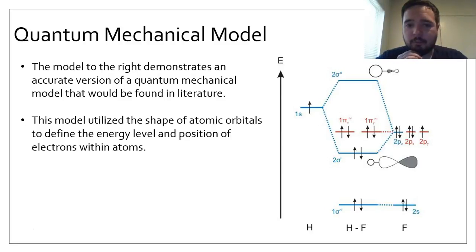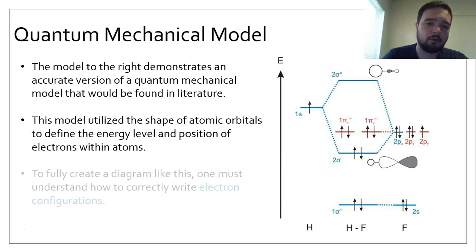This model utilized the shape of atomic orbitals to define the energy level and position of the electrons within atoms. So a couple of the pictures right here, these are the shapes of the orbitals that these electrons are bonding to, which means that the probability of this shaded portion means that there's a higher probability of electrons showing up in this compared to this. And then the same thing here, we have a tiny little orbital bonded to a larger orbital here. So these shapes of orbitals do determine how electrons are arranged and what energy levels they can be at and how they can interact with other atoms and other electrons of other atoms and so on and so forth.